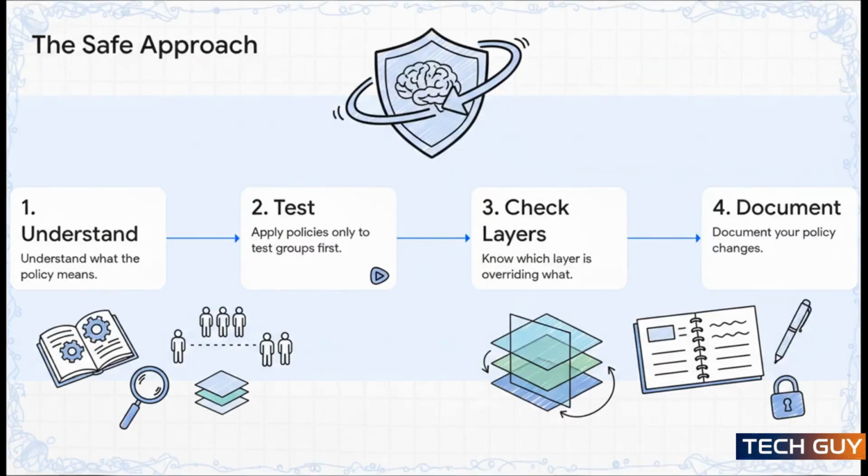So how do you start down this path safely? It's easy. You just follow a simple 4-step process. First, understand. Actually read the description of a policy before you use it. Second, test. Always apply new policies to a small test group first, never to everyone at once. Third, check layers. Just be aware of where different policies are coming from so you know which one will win out. And finally, document. Just make a quick note of what you changed and why. This simple process is your safety net. It completely removes the risk.